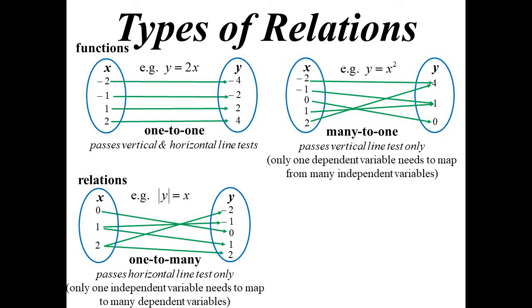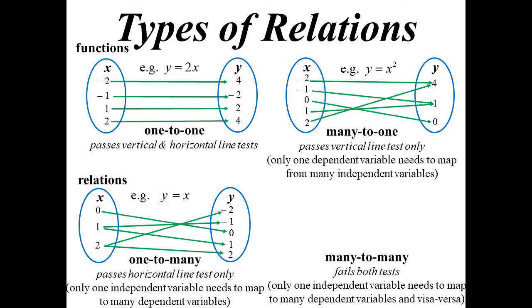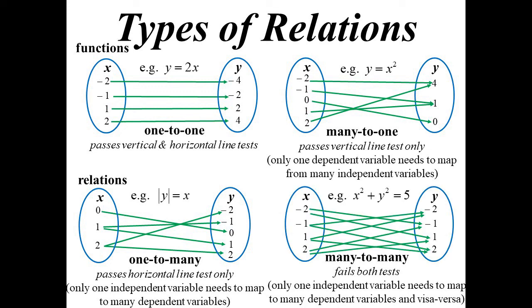Which leaves us with many to many. So it's chaotic. It fails both tests. Our circle is a classic example of that. Many numbers go to many numbers. So they are the 4 different types of relations, and 2 of those being functions. Voila.